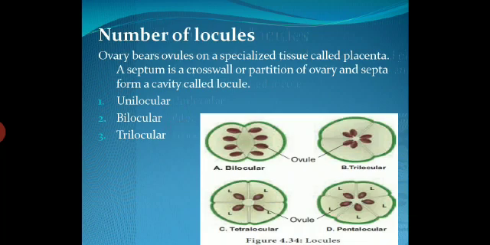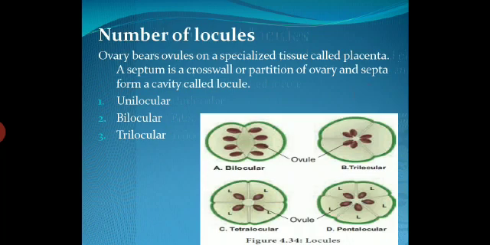First one, unilocular. Unilocular means the ovary has only one chamber. For example, groundnut. Second one, bilocular. Bilocular means the ovary has two chambers. Example, mustard. Third one, trilocular. Example, euphorbia. An ovary with three chambers is called trilocular.